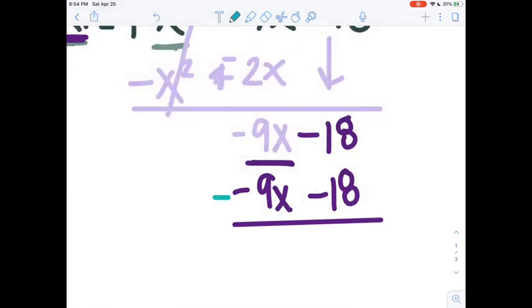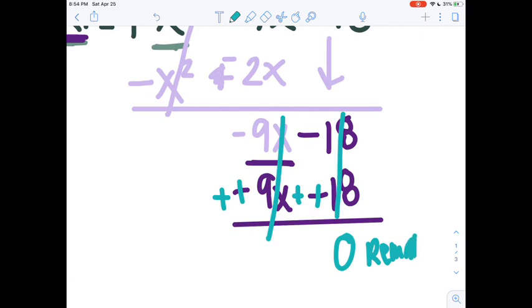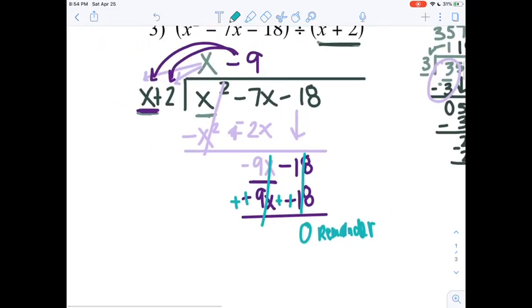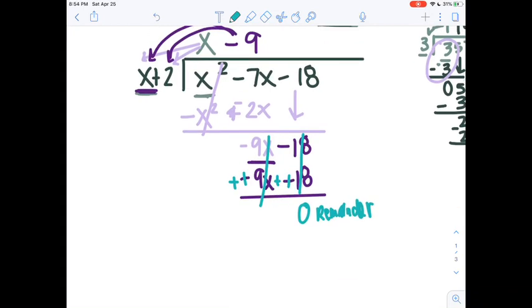Well, if I'm subtracting negative 9x, that's a double negative, that becomes positive. If I'm subtracting negative 18, that's a double negative, that becomes positive. So these cancel and these cancel, so I actually have a remainder of 0. Because I have no other terms to pull down, I just have a remainder of 0. So my final answer is what's up here, which is x minus 9.